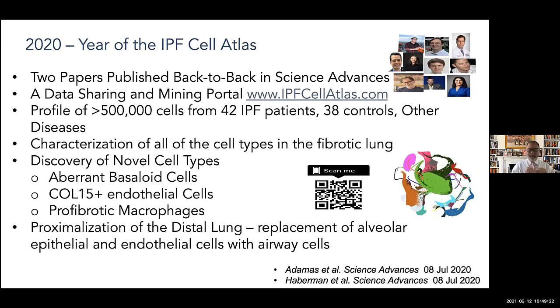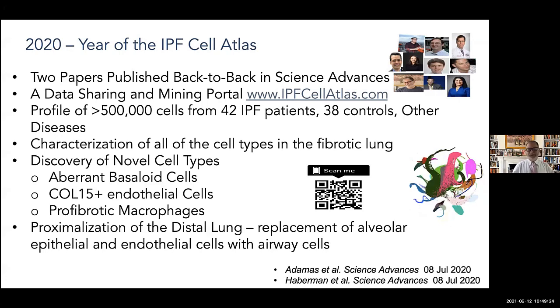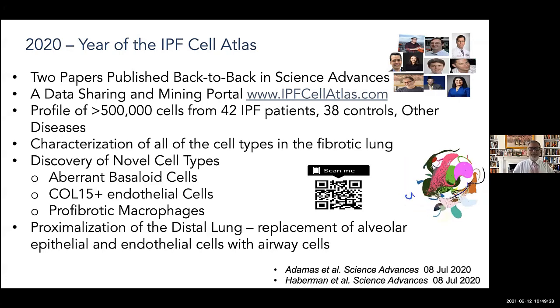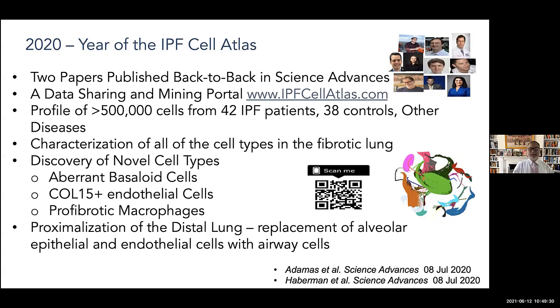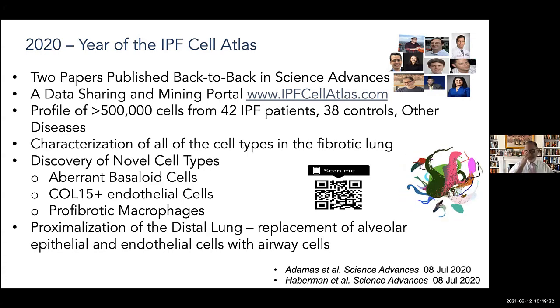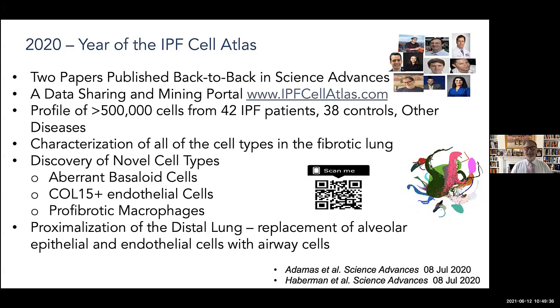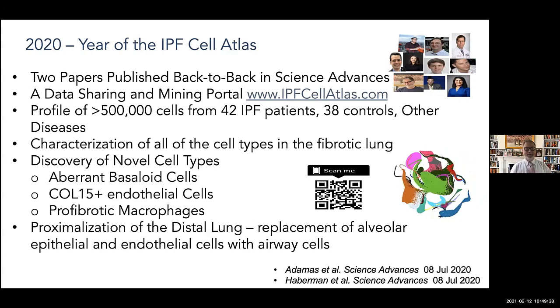And we were able to identify all the cell types in the fibrotic lung. And we finally have a real atlas. There's a website, and if you raise your iPhone and scan the QR code on the screen, you will get access to the IPF cell atlas.